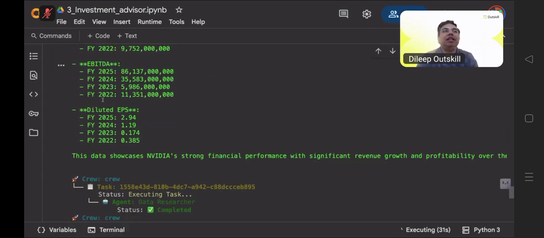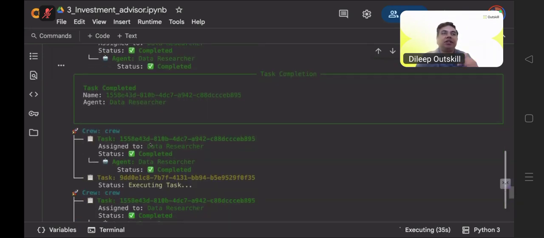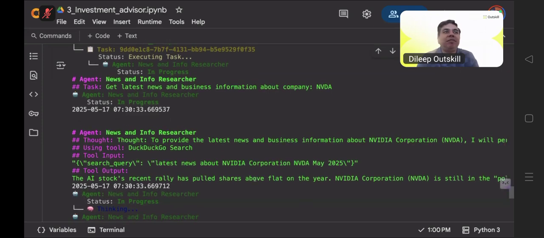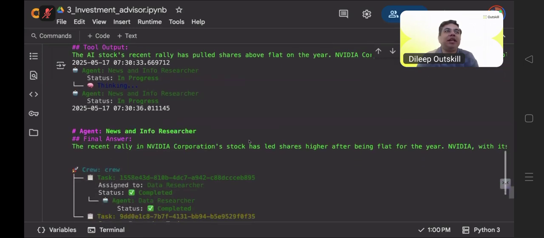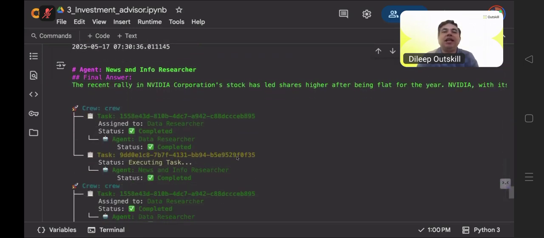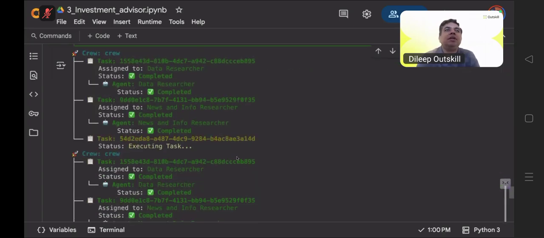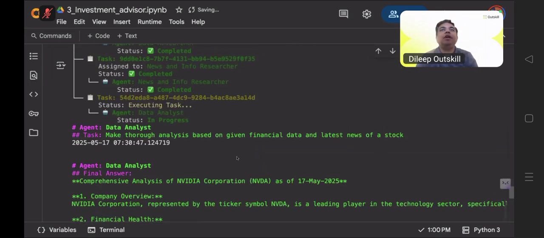So now this data is provided, and now my data researcher agent, which is going to search on the internet, has picked over the latest news. The recent rally has pulled shares above flat on the year. There's a recent rally for the stocks, etc. So all that information is there. So the data analyst is now going to combine the news and the financial data and provide a comprehensive summary.